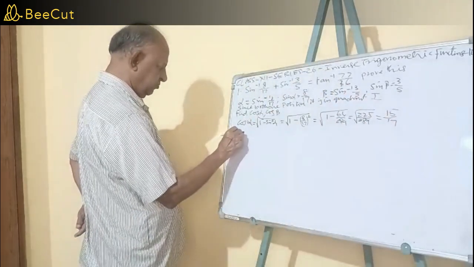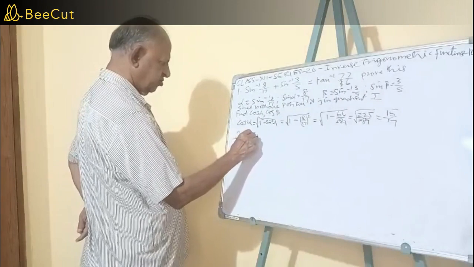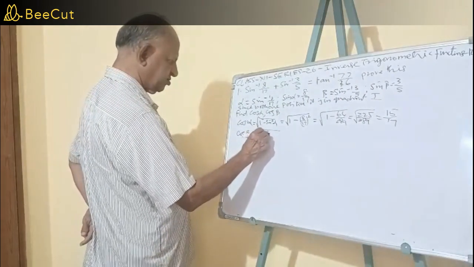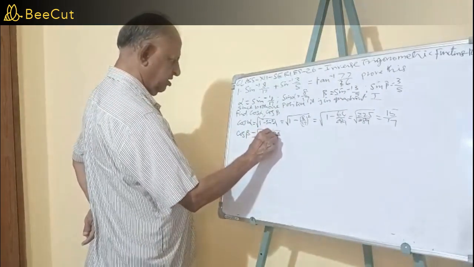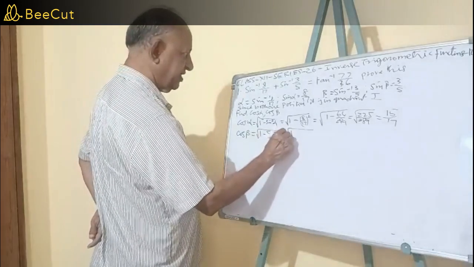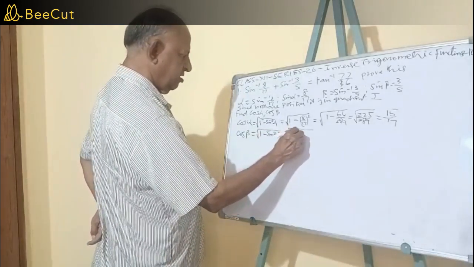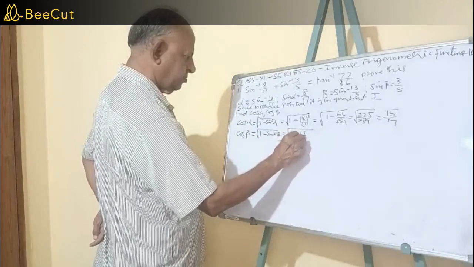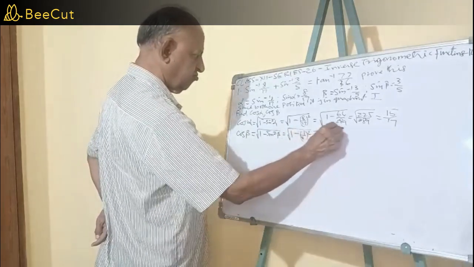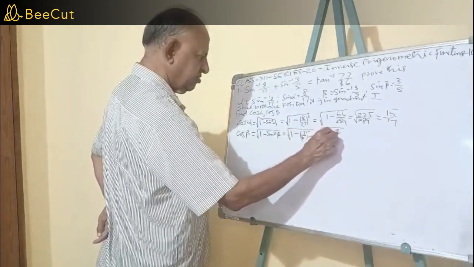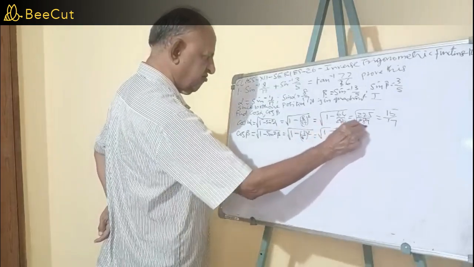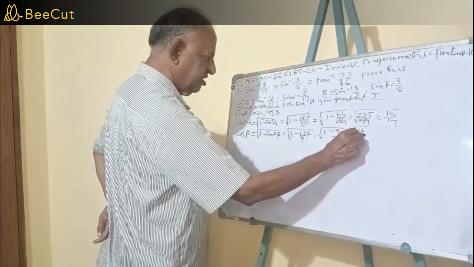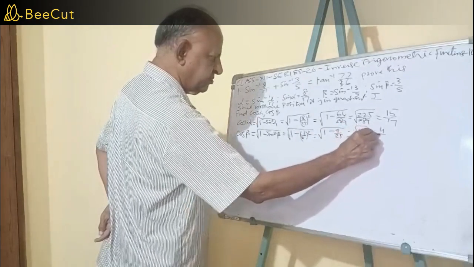Cos beta is equal to square root of 1 minus sin square beta, which is square root of 1 minus 3 by 5 whole square, which is square root of 1 minus 9 by 25, which is square root of 16 by 25, which is equal to 4 by 5.